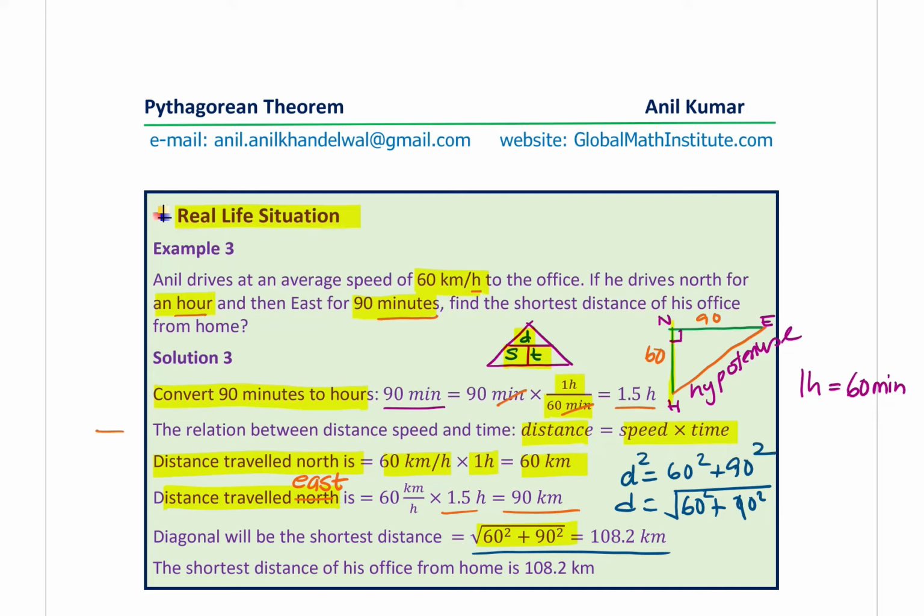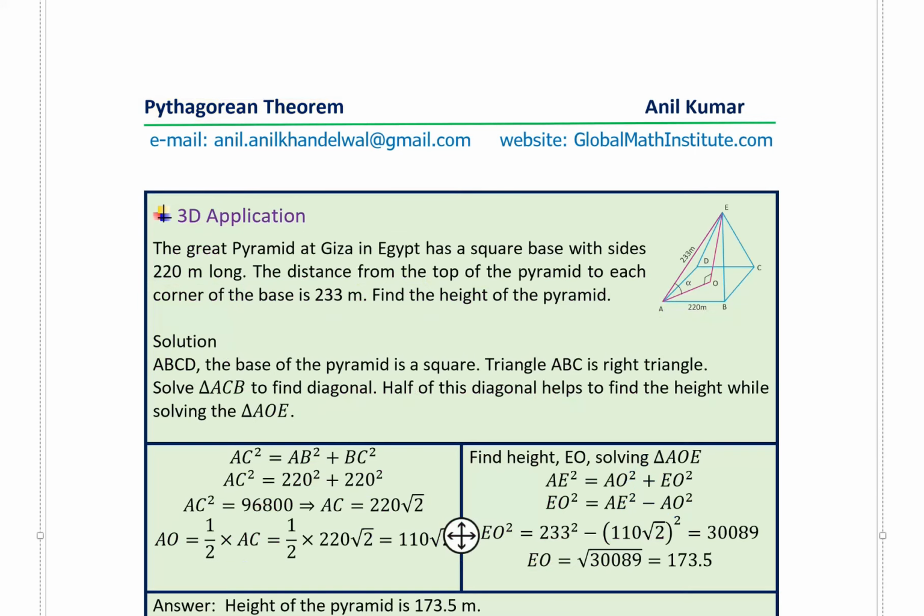Is that correct? So that is how you would actually solve such a word problem. It requires a couple of steps. One of them is to convert the units. Second, to remember distance, speed, and time. And then apply the Pythagorean theorem to get your answer. Perfect. Let's move on and take the next example now.